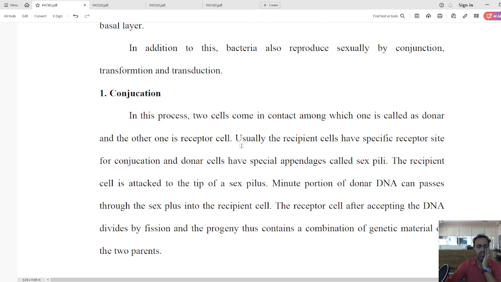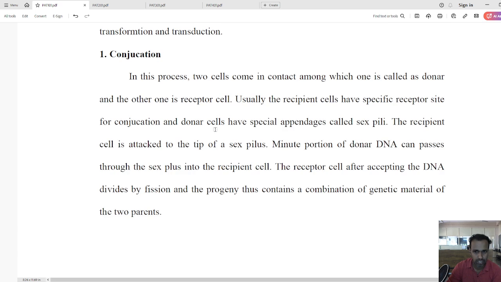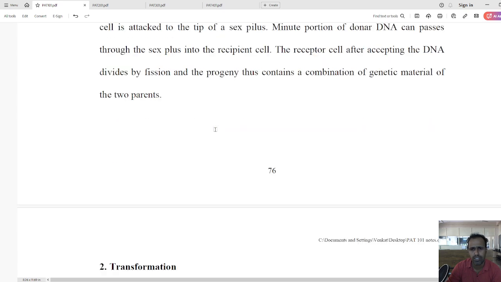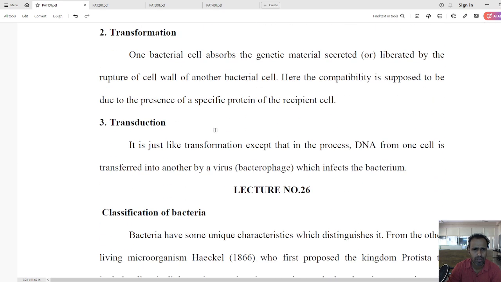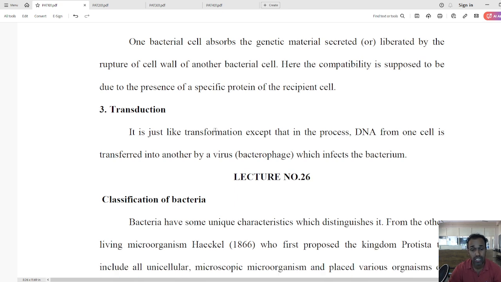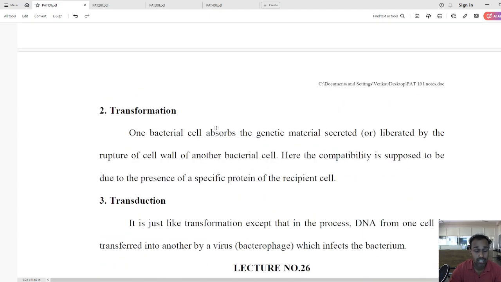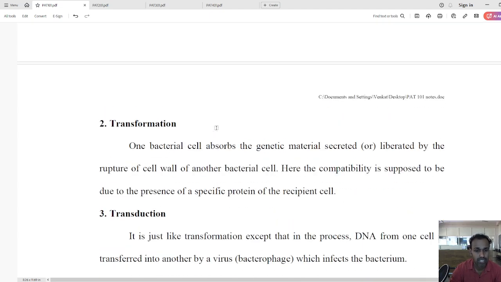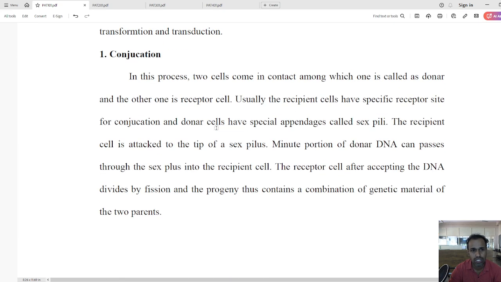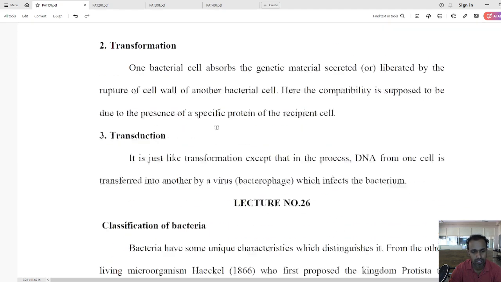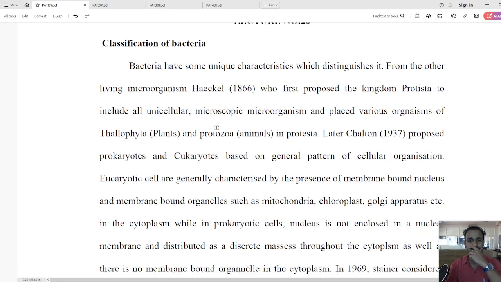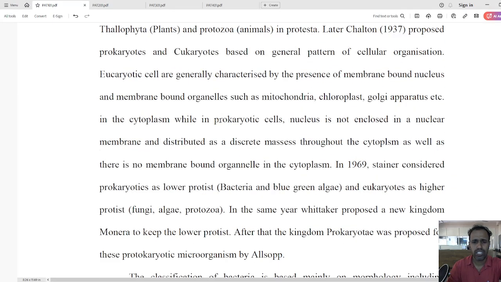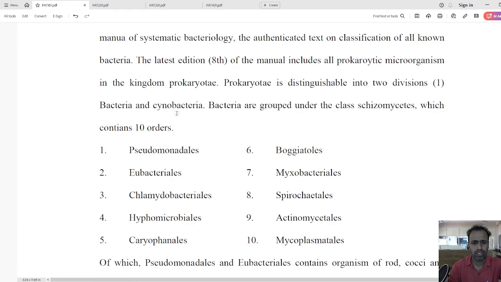Then the variability in bacteria is by means of conjugation, transformation and transduction. You know these, it is basic knowledge, so I am not telling it again, but it is also important. Classification of bacteria, I think that much is not important for people.